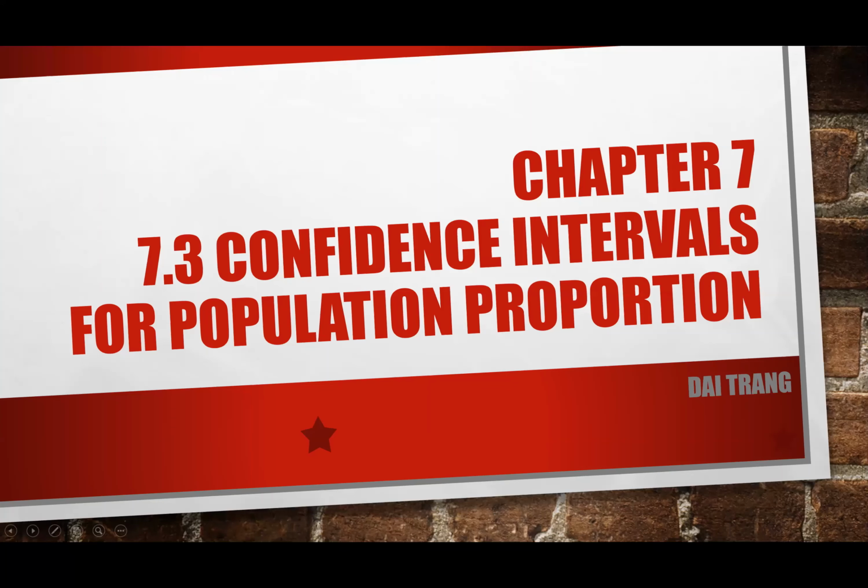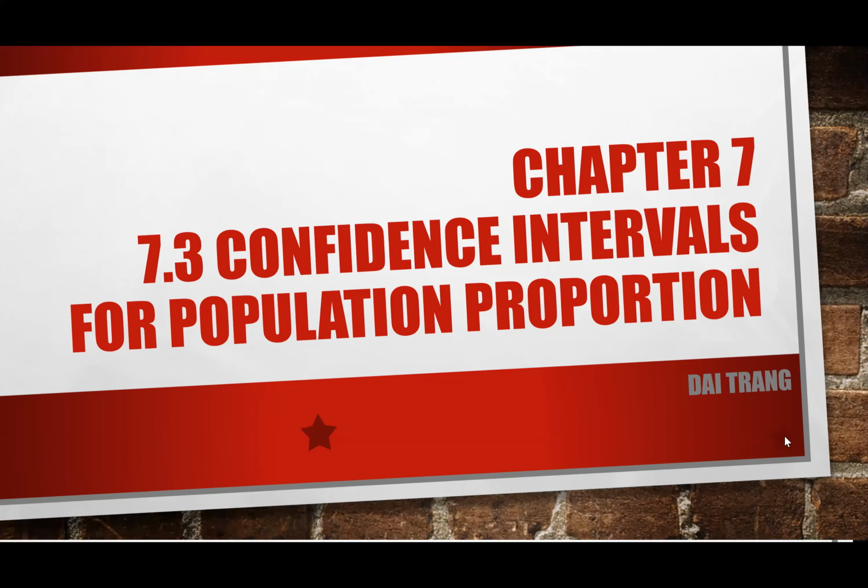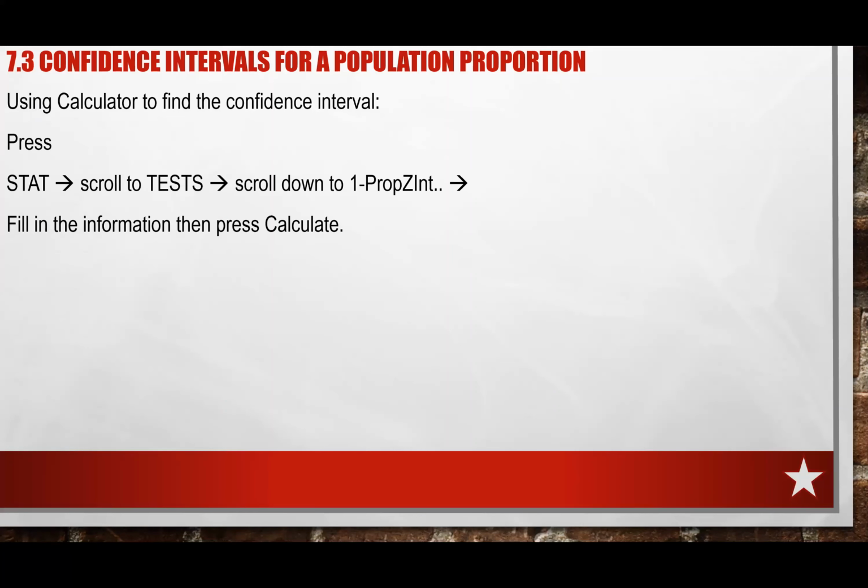We have to find the confidence interval for a population proportion. And this is, I believe, where we stopped yesterday. I mentioned to you guys that we can use the calculator to calculate this population proportion, instead of doing all of that long formula and all of that tedious decimal. To use the calculator, you need to press stat, scroll to test, scroll down to 1-PropZInt.